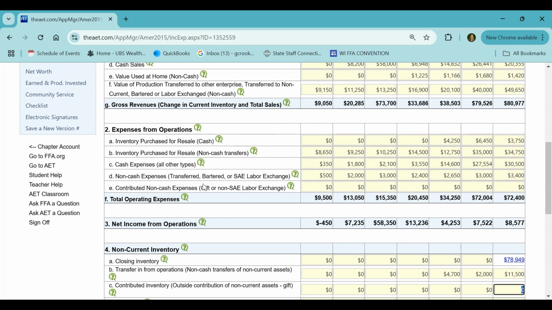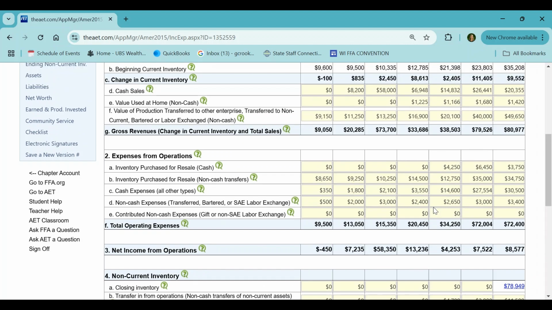And then, of course, you're also going to need to know what your expenses were, which ones you bartered for, which ones you paid cash for, as far as feed and vet bills and medicine and anything like that. And then if you didn't purchase or barter for animals to resell, that's okay. This can be zero. You can pay cash for them. So it all depends on your project and your SAE agreement that you have with your parents or the people you're working with on your project. So you need to have really good records in order to help you fill this page out accurately.